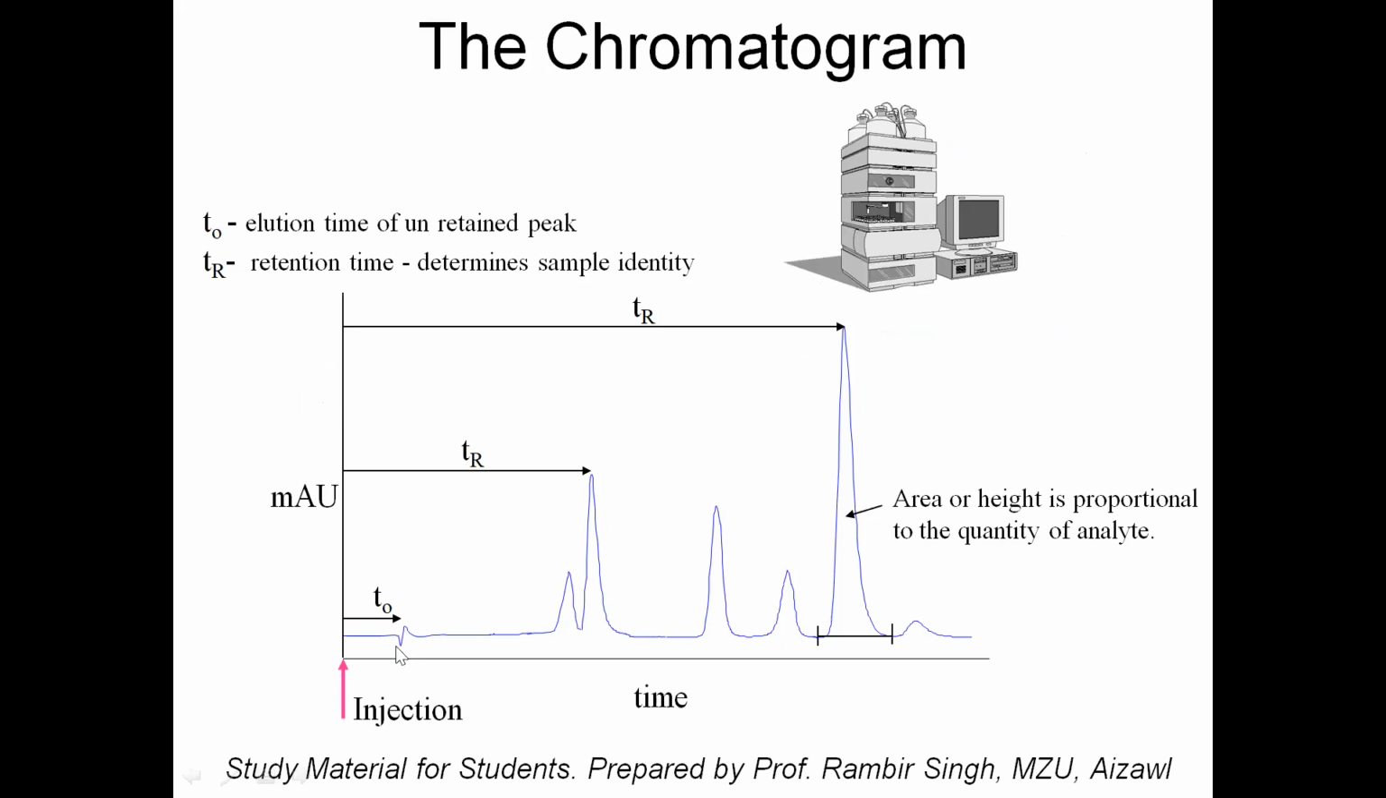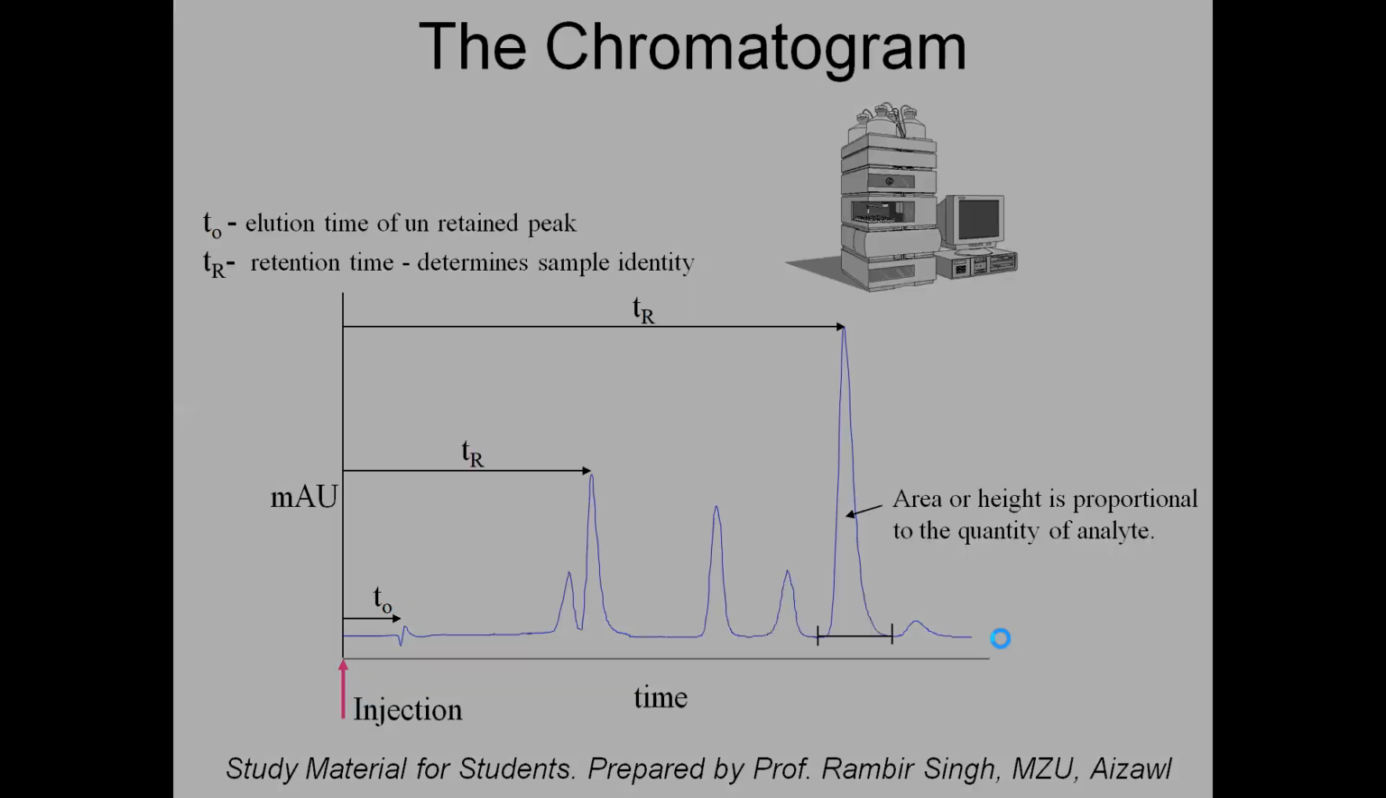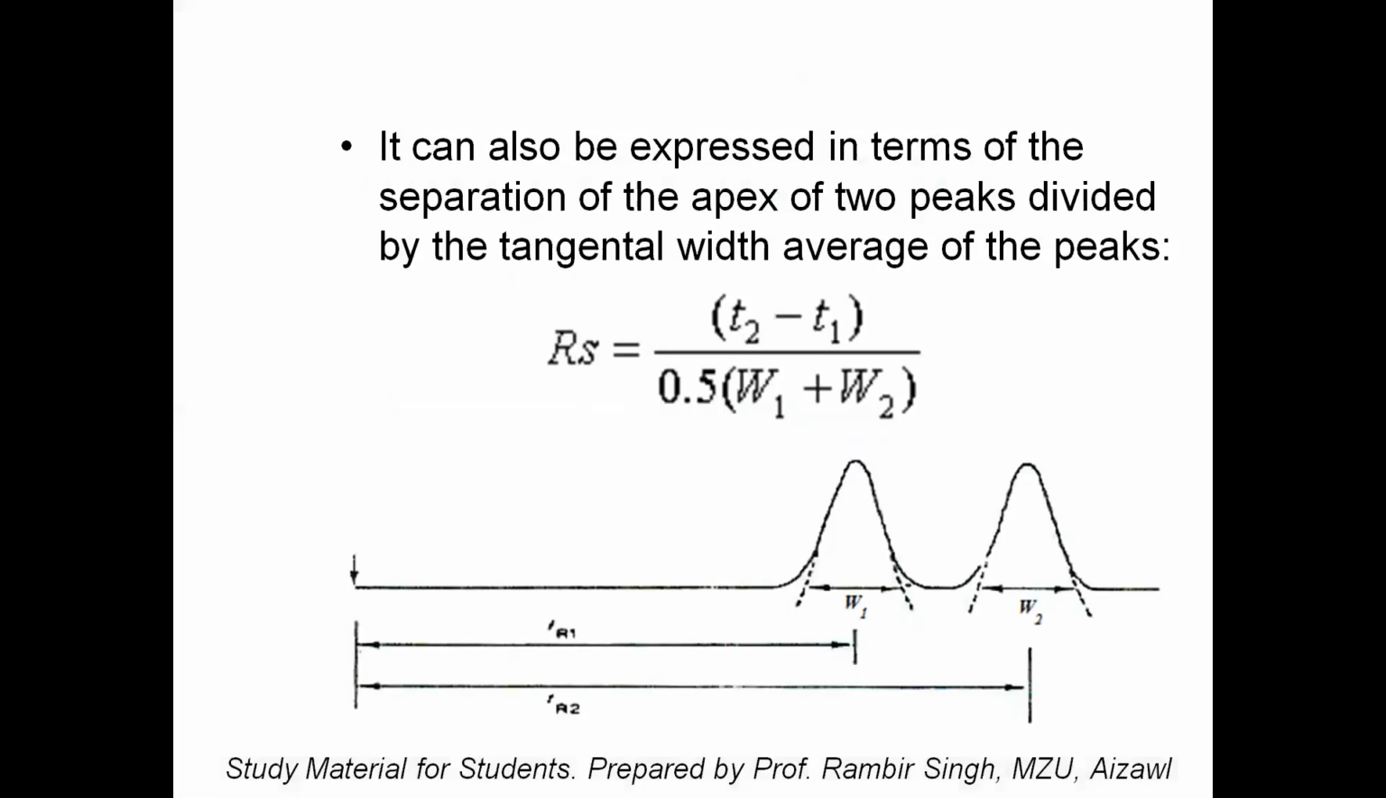Now, this time is called T0. T0 means when the sample was injected, and then we can calculate the TR, the retention time, of every compound. Based on the retention time, we can find out whether the sample is separated properly or not.